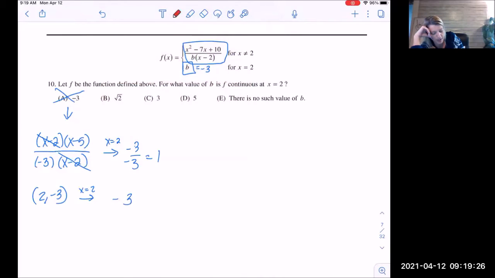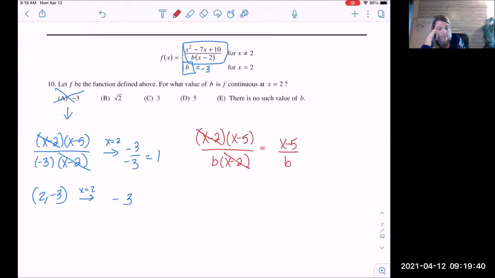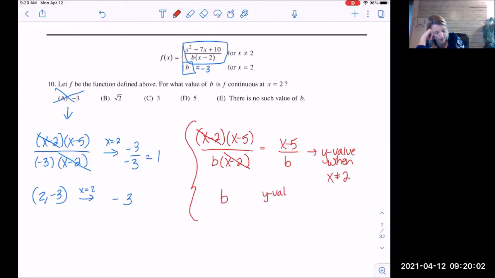Okay, the right way would be to factor this top. So x minus 2, x minus 5 over b times x minus 2. Those cancel. So it's x minus 5 over b, right? So I need, this is the y value when x is not equal to 2. This is the y value when x does equal 2.